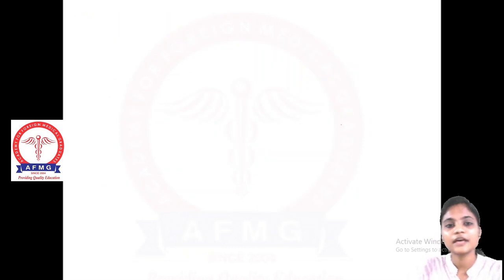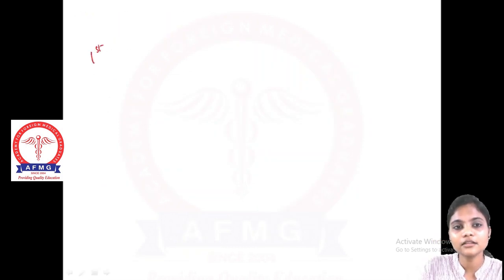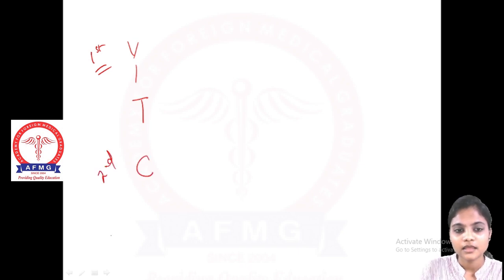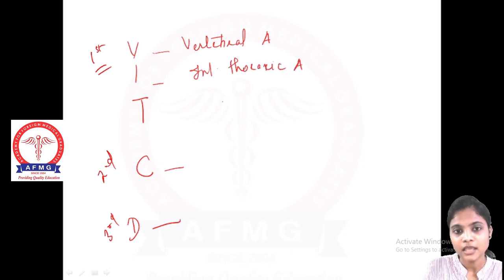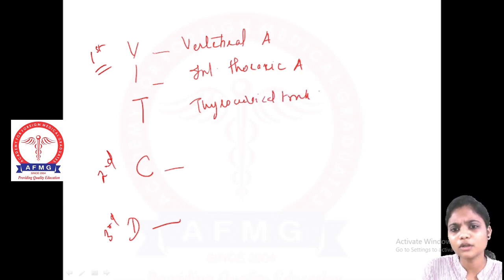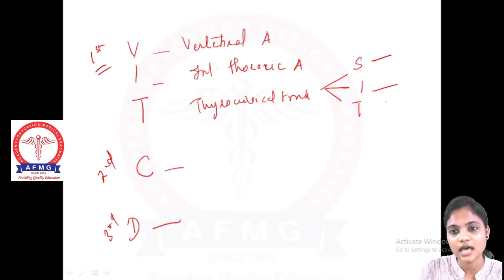Now if you see, the total thing I'll be writing here, the first branch which is your VIT, the second branch which is your C, the third branch which is your D, right? This is what we have seen. The first artery is your vertebral artery. I is your internal thoracic artery which supplies your thorax. T is your thyrocervical trunk. This is just an overall view to make you understand. Now, thyrocervical trunk is there, that is having SIT.